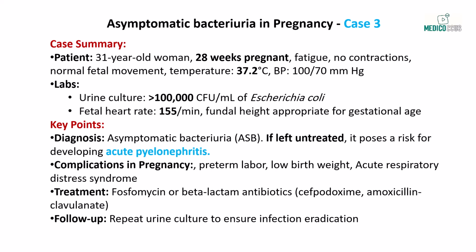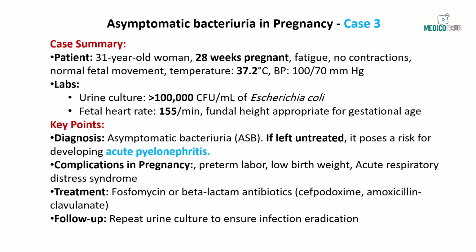So, what should be done next? Given that all pregnant women are routinely screened for asymptomatic bacteriuria at their first prenatal visit, the next step for this patient is to initiate appropriate antibiotic therapy. First-line options for treatment include fosfomycin, cefpodoxime, or amoxicillin clavulanate. Once the treatment is completed, it's important to follow up with a urine culture to confirm the infection has been fully eradicated and to prevent any potential recurrence.